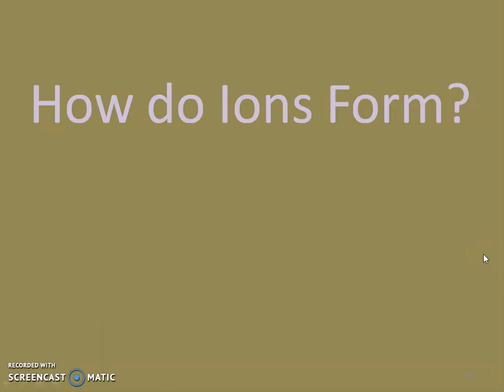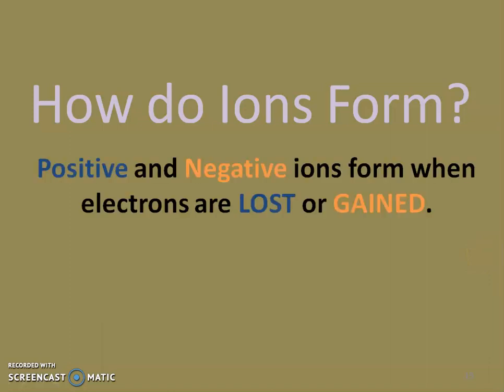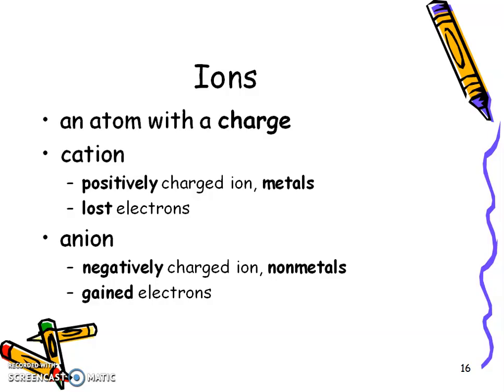Okay, so how do ions form? Well, positive ions are going to be formed because electrons are lost in an atom, and negative ions are going to be formed because electrons are gained in that atom. So ions just means an atom that has a charge. So cations are positive. Those are going to be your metals, and they lose electrons. Anions are going to be your negatively charged ions. Those are the non-metals, and they're going to gain electrons.